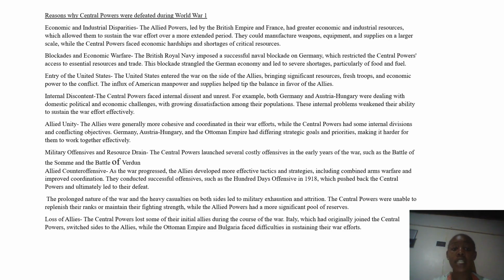Then the blockades and economic warfare. The naval blockade, which had been put across by the Allied powers for them not to receive guns and food, led to weakening of Germany. Then there was entry of the USA.